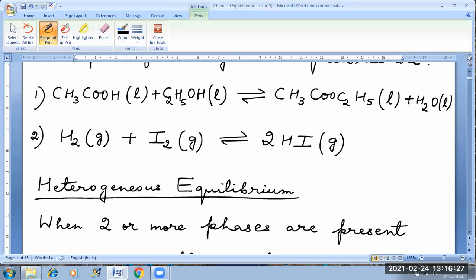All the participating species are in the same phase. So liquid phase is the single phase in the first reaction. In the second reaction, gaseous phase is the single phase.